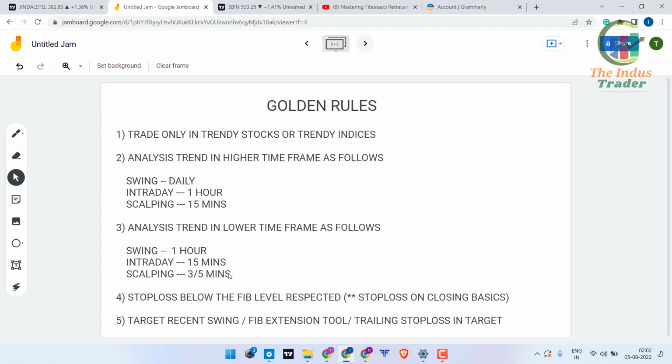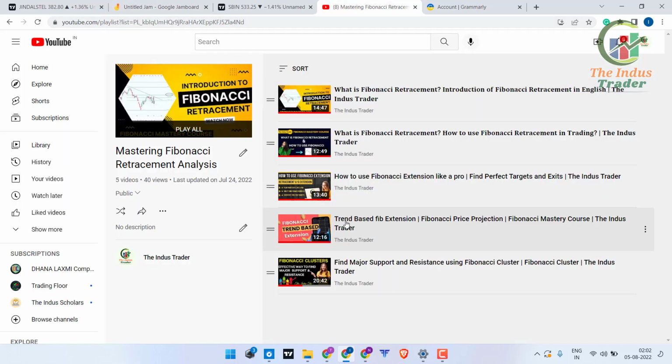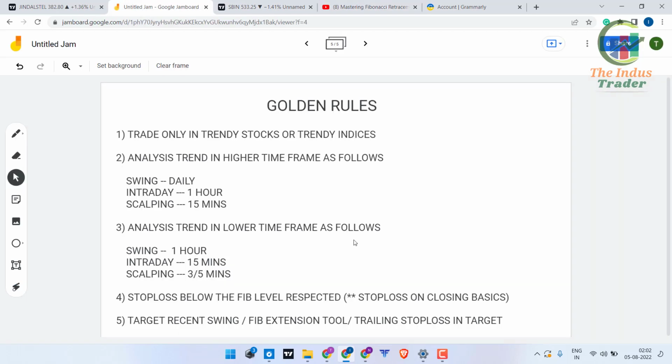And coming to target, as I already explained you, we have two videos, the third and fourth videos, the Fibonacci extension and Fibonacci trend based Fib extension. These both videos help you to set the targets. And also, if not, you can also take your recent swing as your target, or you keep on building your ratios like 1 is to 2, and you can keep your trailing stop loss in your profits. So these are the methods we can take the target.